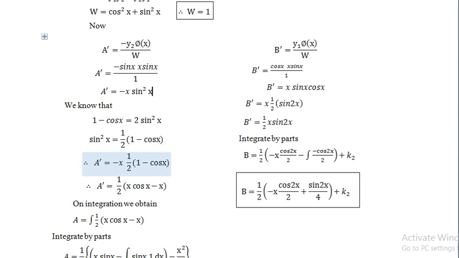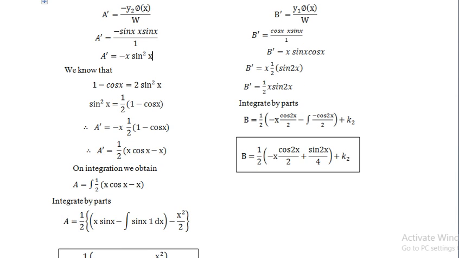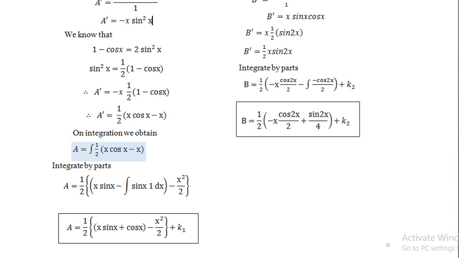Then multiply this whole bracket by minus x, so it becomes minus x into minus cos x is plus x cos x, minus x into 1 by 2. Then we will integrate the function. For the first term we are applying integration by parts, because it is in the form of u into v. U is x, v is cos x.